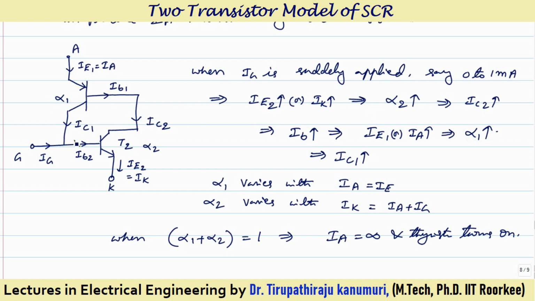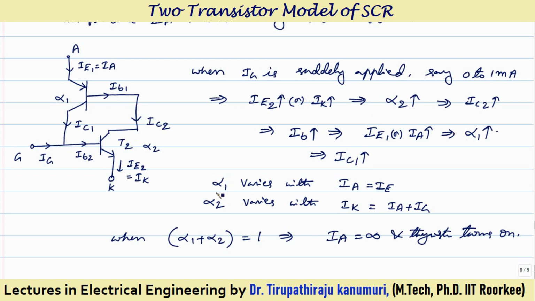So in this process again that same current is supplied here. So now IB2 will be equal to IG plus IC1. So IG plus IC1 you are giving, that means the base current is increased further. So automatically alpha will increase further. So in that way, both alpha 1 and alpha 2 go on increasing.